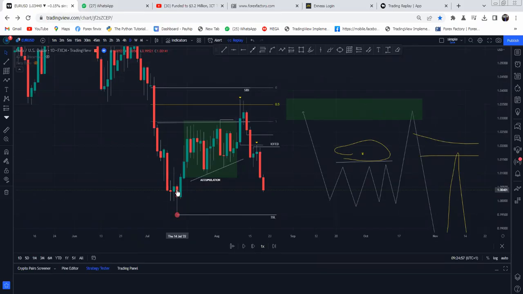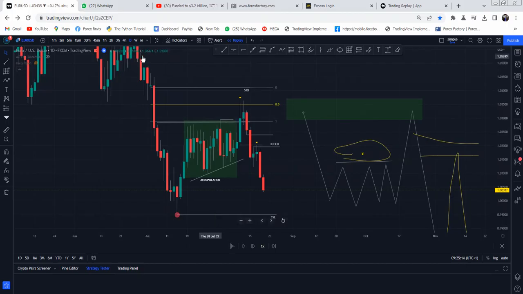Remember, price does not move in a straight line. So all these opposing things here are just to make price act in a zigzag manner. Remember, our first objective is this sell side liquidity.